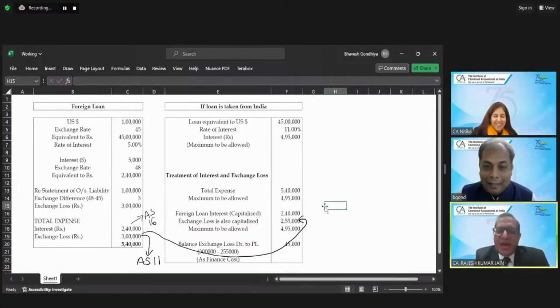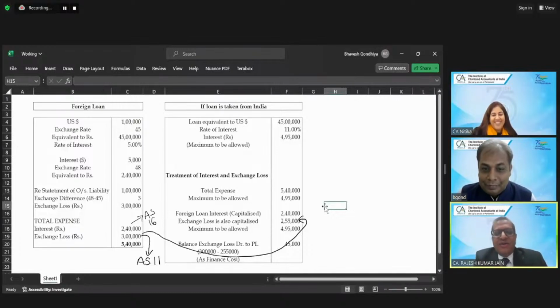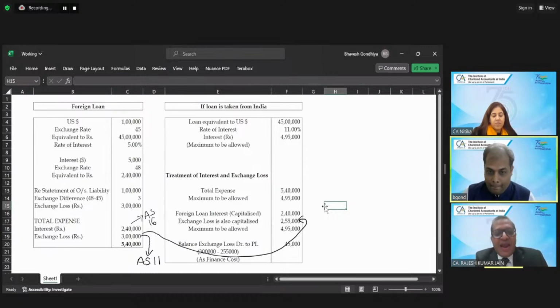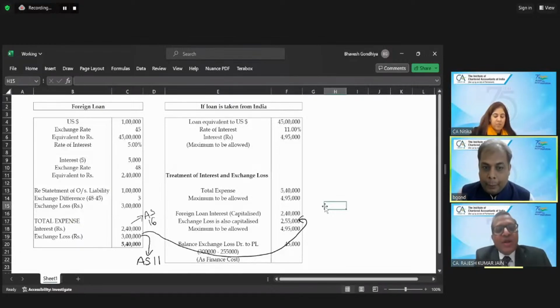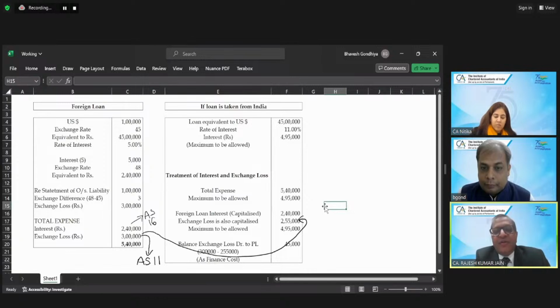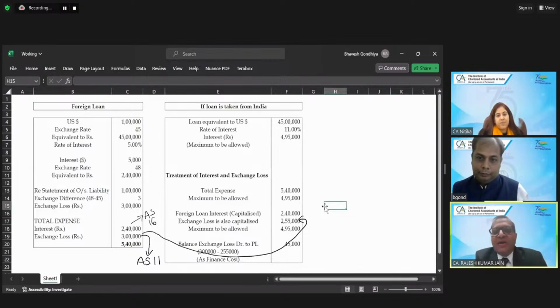Ma'am, may I add something to this? Yes, please, sir. It is not the case that this amount should straightaway be capitalized. Sometimes foreign borrowings are not made for the purposes of a qualifying asset. The first and foremost criterion of AS 16 is that the borrowing has been incurred for a qualifying asset. If the asset is not a qualifying asset, then the entire amount goes straight to the profit and loss account. Correct, sir, it has to be parked at two places.